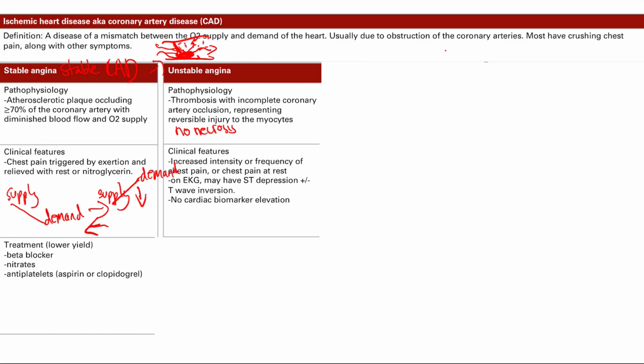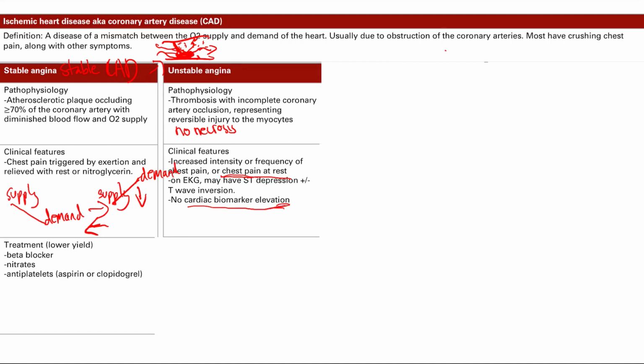And this is the most commonly tested one. They're going to have chest pain at rest now, and you're going to know it's probably unstable angina. Now in EKG, what you're going to see is you may have ST depression or T-wave inversions, and the other key thing is there is no cardiac biomarker elevations. So brief intro on those.